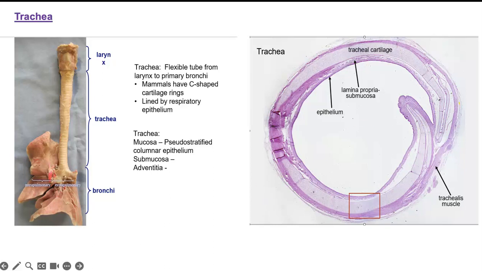And usually, it also has a tracheal muscle, which differs between species. In some species, like the dog, it is present outside the tracheal rings. In some other animals, the muscle will be inside the tracheal rings.